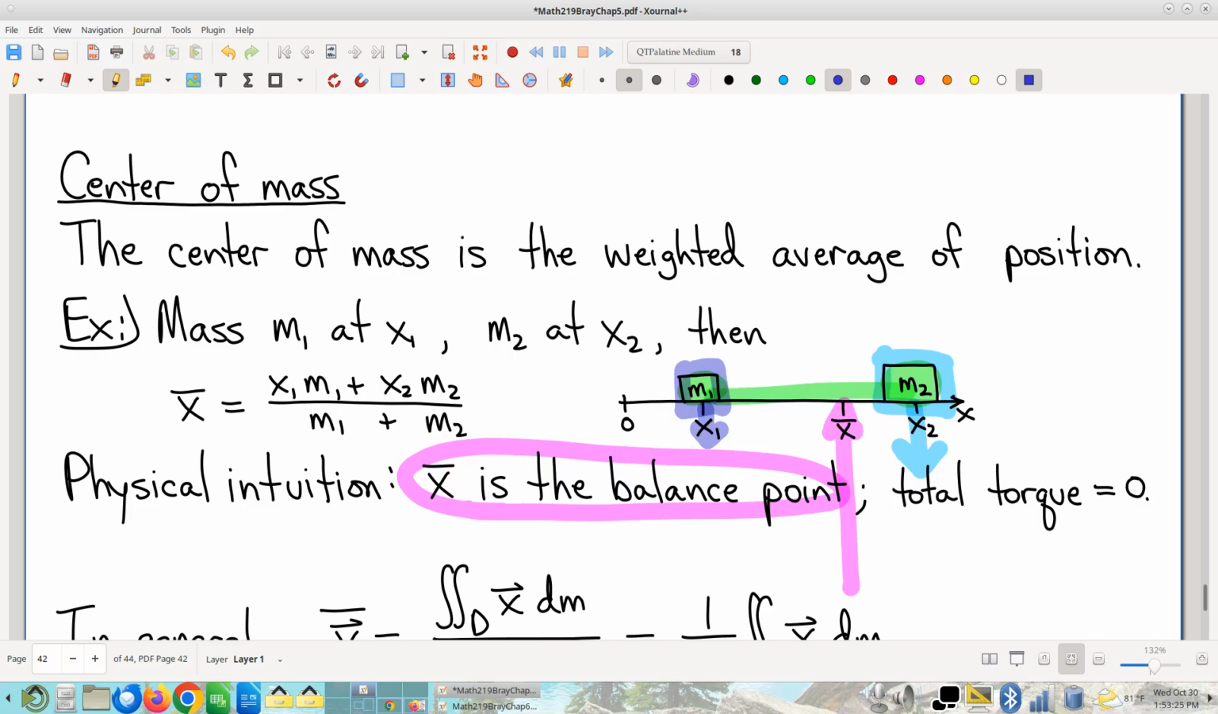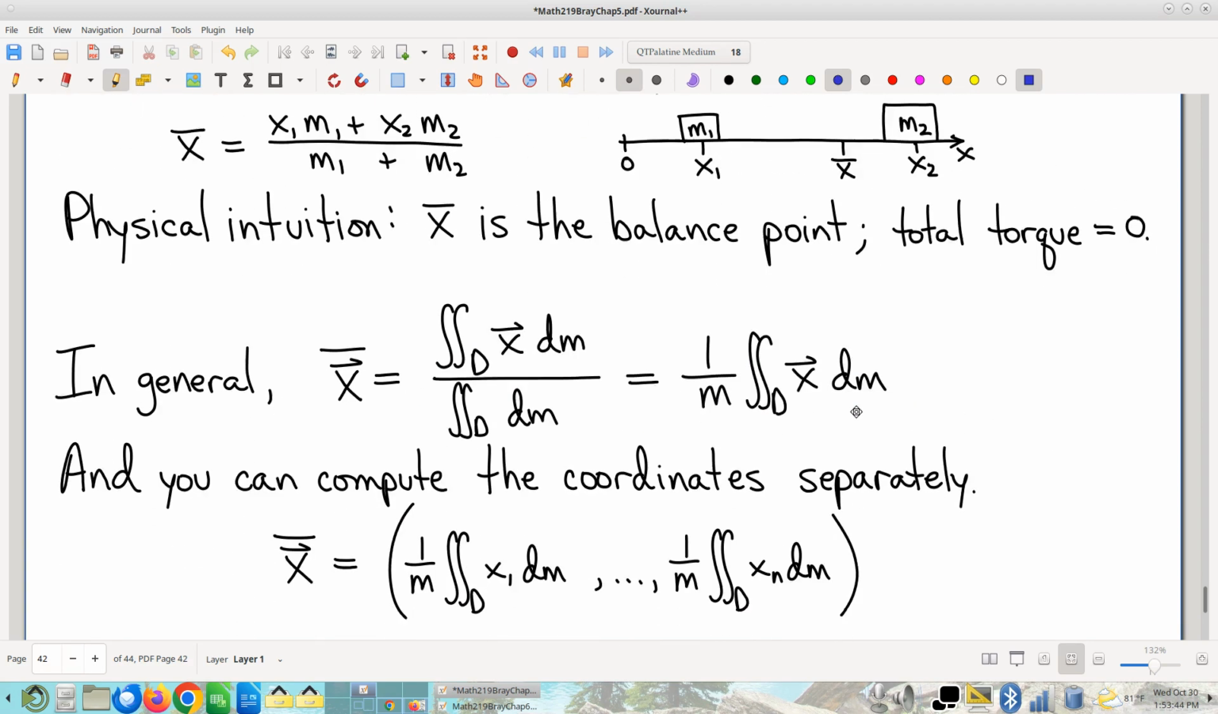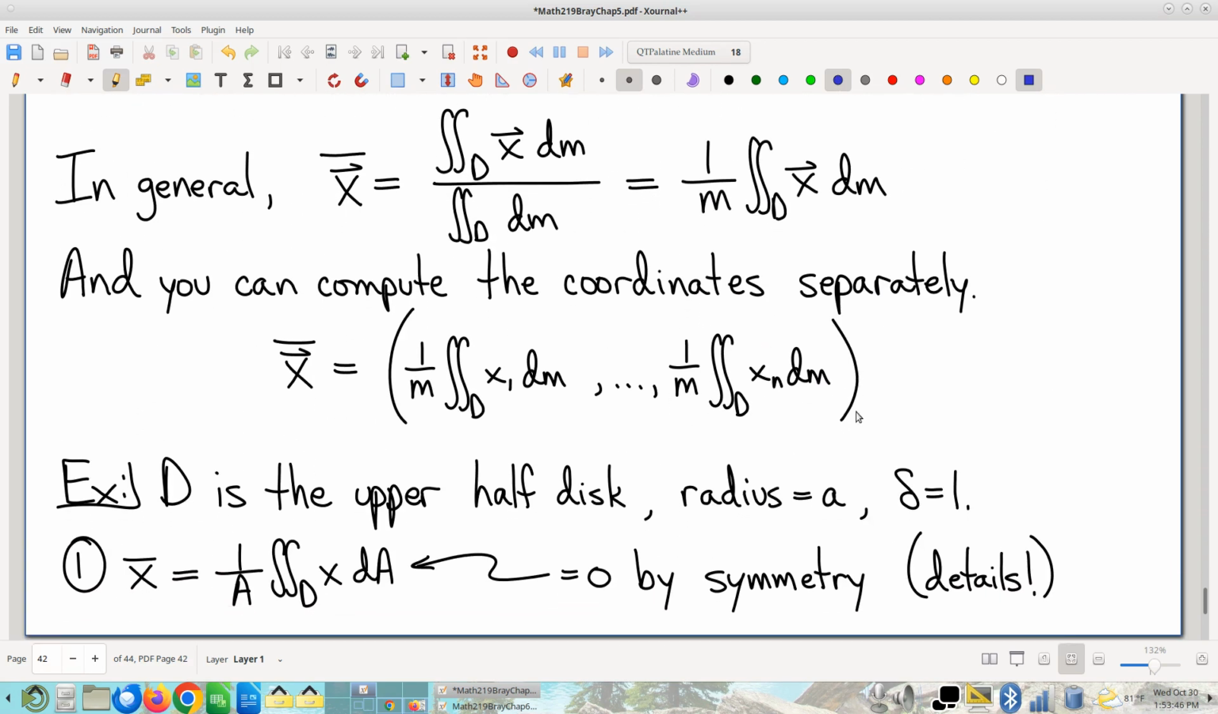Now, this is easily checked. All you got to do is write down x bar by this formula, compute literally the amount of torque on each side, and you'll find that they're the same with a minus sign. So, kind of cool. Okay, again, a very quick physics diversion. Okay, taking that same idea, weighted average of position.